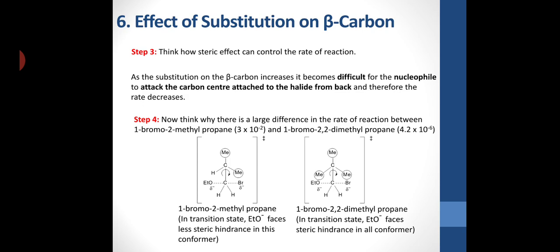Since the reaction proceeds via SN2 mechanism, there will be formation of transition state. In 1-bromo-2-methyl propane, the compound will have at least one conformer where the nucleophile, that is EtO-, will face less steric hindrance in transition state. But for 1-bromo-2,2-dimethyl propane, this is not at all possible. Hence, the rate of the reaction decreases drastically.